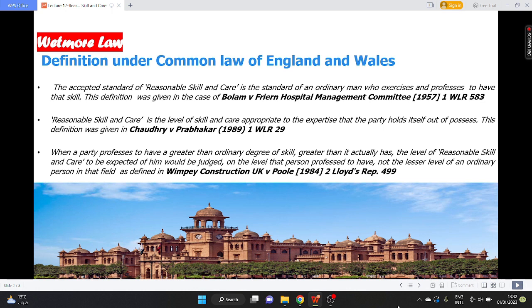When a party professes to have a greater than ordinary degree of skill, greater than it actually has, the level of reasonable skill and care to be expected of him would be judged on the level that person professed to have, not the lesser level of an ordinary person in that field, as defined in Wimpey Construction UK.